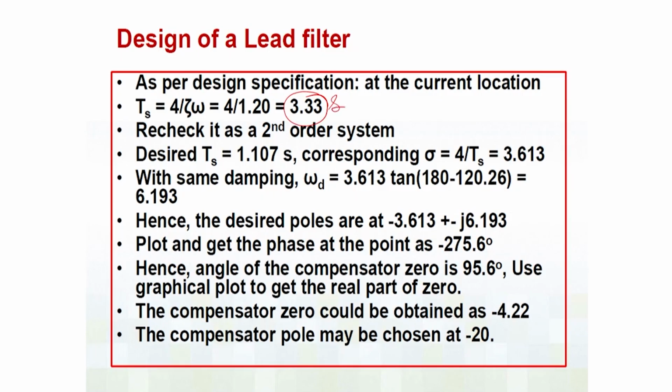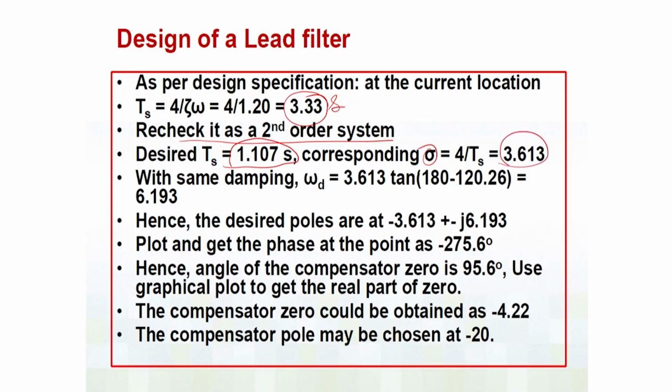Now, you can recheck whether the system is behaving as a second order system. That means, where are the poles here? 2 poles we already know where they are, and the third pole should be quite far away. That is all we need to do in order to recheck it as a second order system. Now, what is the settling time? 3.33 seconds, but I have to reduce it 3-fold, that means it should be 1.107 seconds, and for 1.107 seconds the corresponding real part will be 4 over Ts, that will be 3.613.